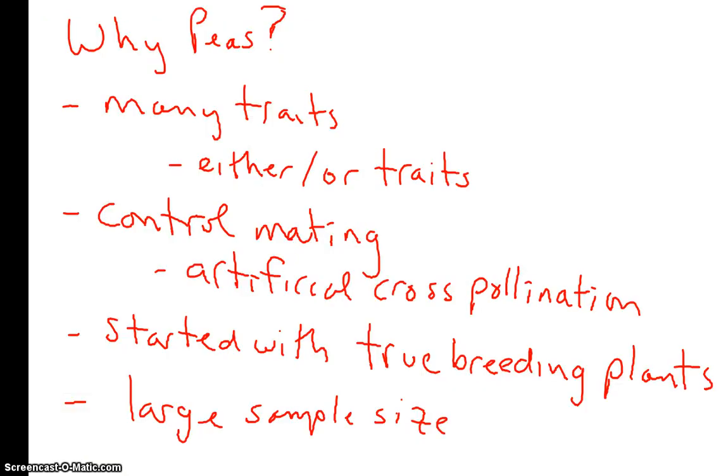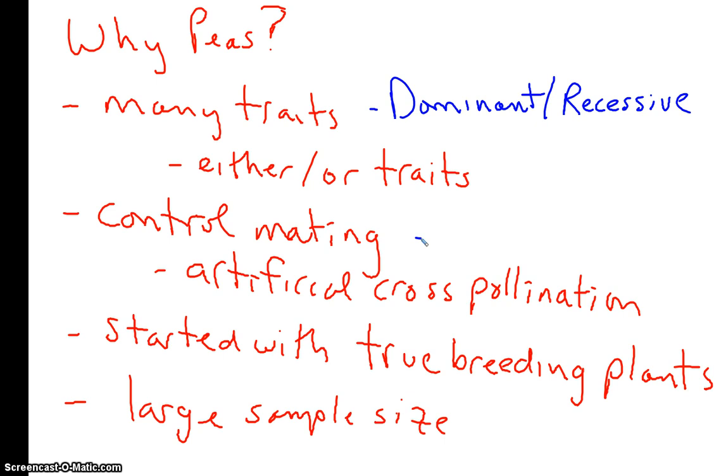And so why did he choose pea plants? Well, four big reasons. First, they had many traits that were either-or, so he could really develop his ideas of dominant versus recessive traits, whether they would show up or not. The second was that he could control mating. He could literally take a small paintbrush and take the pollen from one pea plant and pollinate a second pea plant that he wanted to. So he could control the traits that he was working with very easily.